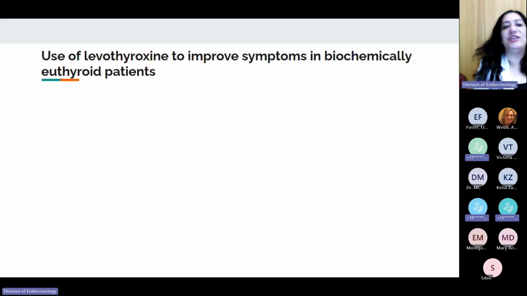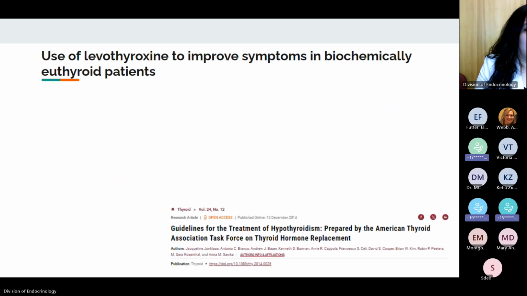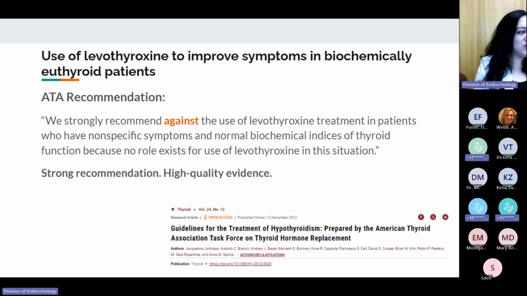Next one in thyroid, the use of levothyroxine to improve symptoms in biochemically euthyroid patients. This was looked at by the ATA Task Force on Thyroid Hormone Replacement in 2014. Their recommendation is strongly against the use of levothyroxine to treat patients who have nonspecific symptoms and normal biochemical indices of thyroid function, because no role exists for levothyroxine in this situation. This is a strong recommendation with high quality evidence.